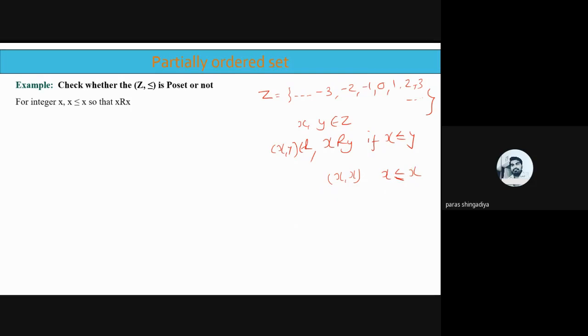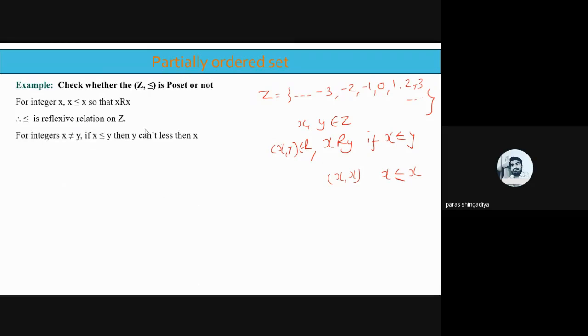But here the equality is given, less than or equal to. That is read as less than or equal to. Therefore, it is true. But when I remove the equality, the relation does not satisfy the reflexive property. Clear? But here equality is given, therefore it is true. So here x less than or equal to x, so we can say x R x, and therefore less than or equal to satisfies the reflexive relation on Z.